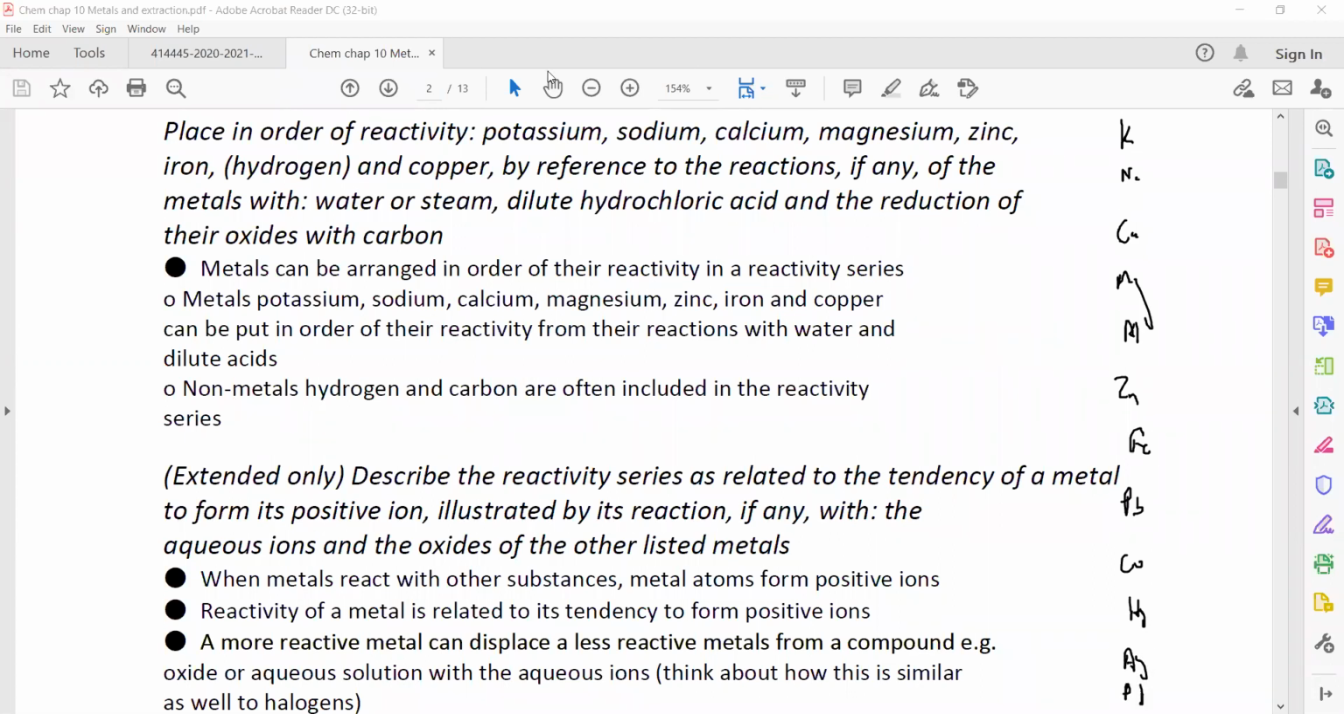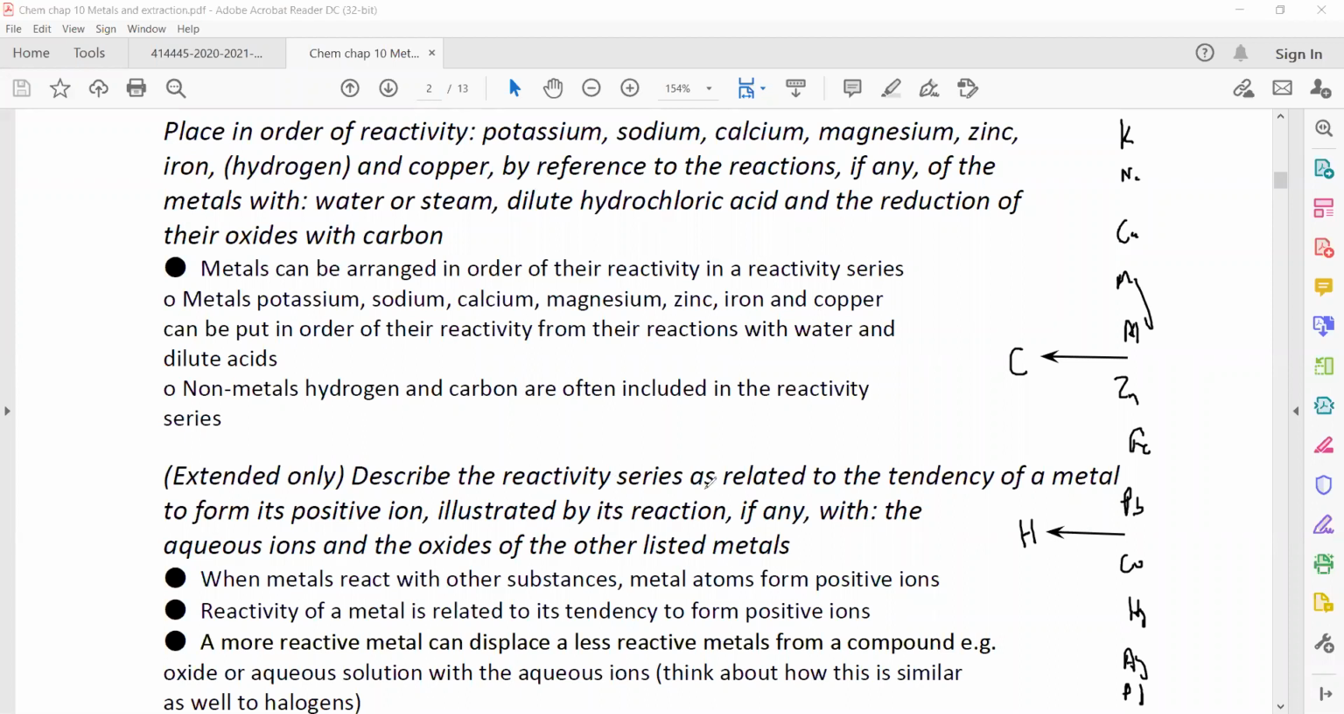Position of the carbon, where the carbon is placed. Carbon is more reactive than zinc. So this is the position of carbon. And what is the position of hydrogen? Hydrogen is more reactive than copper. So this is the position of hydrogen. So all these metals or their oxide, because if we have potassium oxide, sodium oxide, we cannot use carbon to reduce them, but metals less reactive than carbon can have their oxides reduced by heating with carbon.